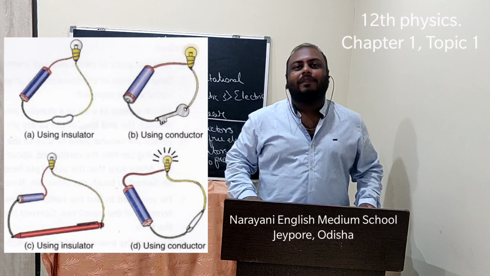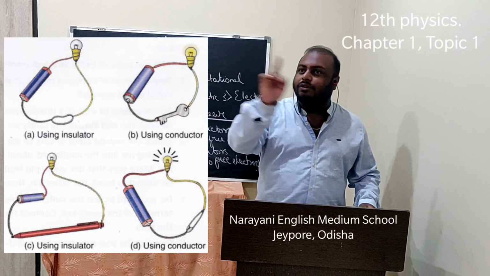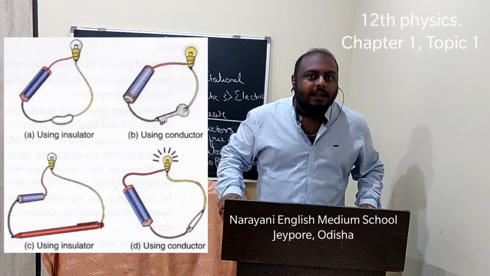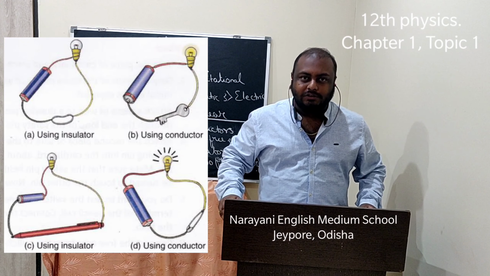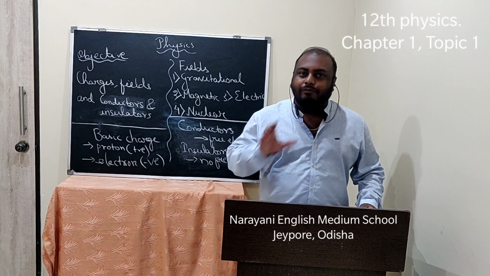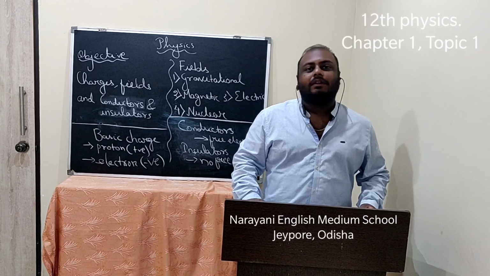When you consider a battery, you have to connect both the ends of the battery with the help of a conductor wire. You cannot connect it with a piece of wood. You cannot connect it with a piece of plastic. You cannot connect it with any insulator, because insulators do not have free electrons. They will not allow the current to pass. Whereas conductors have free electrons and they allow the electrons to flow.